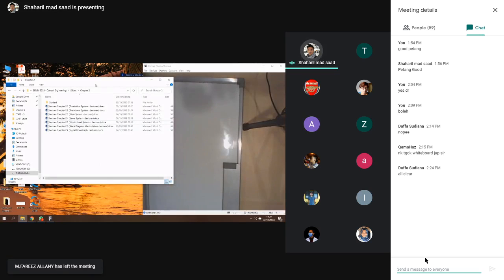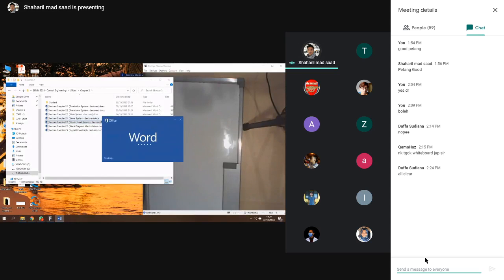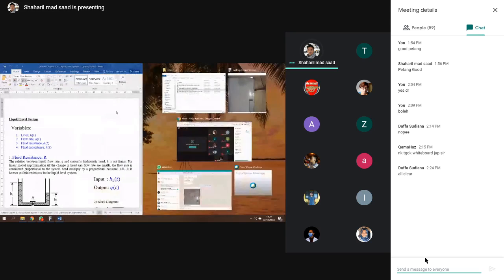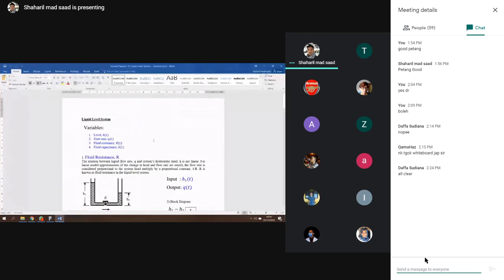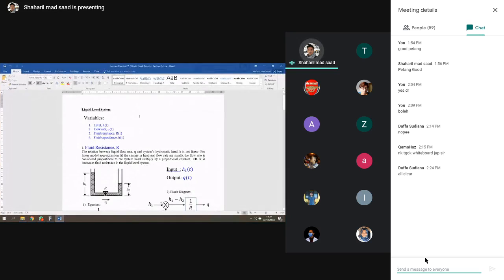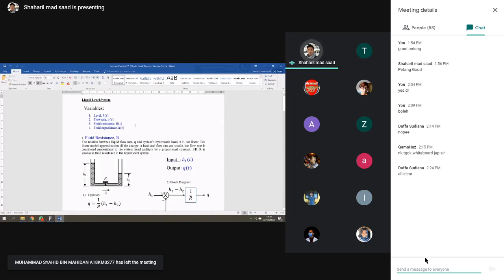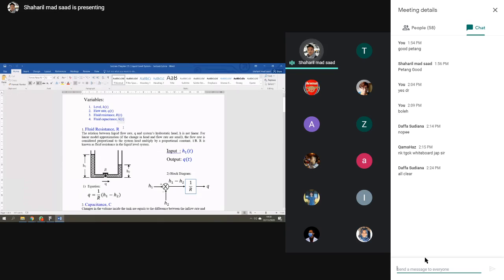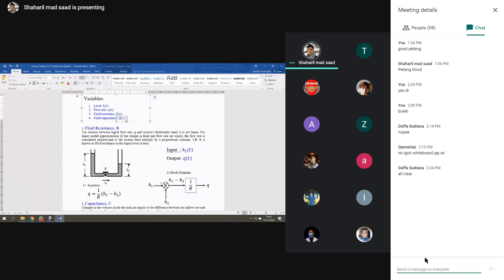Before we go to the next system, let's go first to the liquid level system, because this one is the easiest one. Another system that we have right now is the liquid level system. On this one, you need to play around with 4 variables: level, flow rate, fluid resistance, which we call R, and fluid capacitance, which we call C.